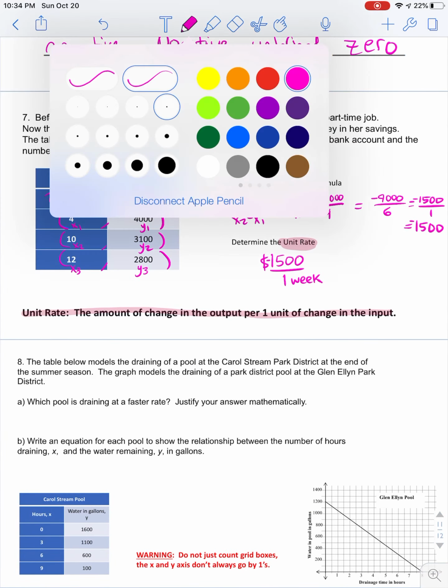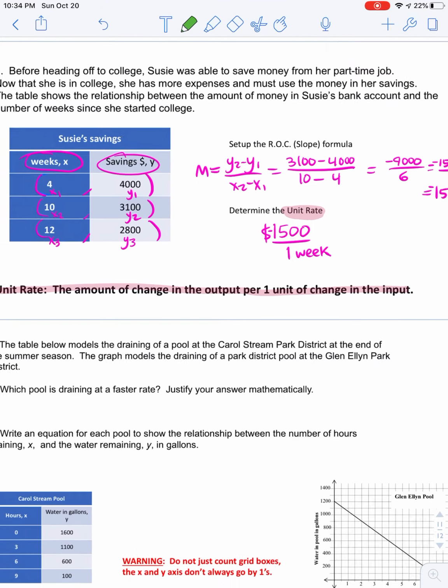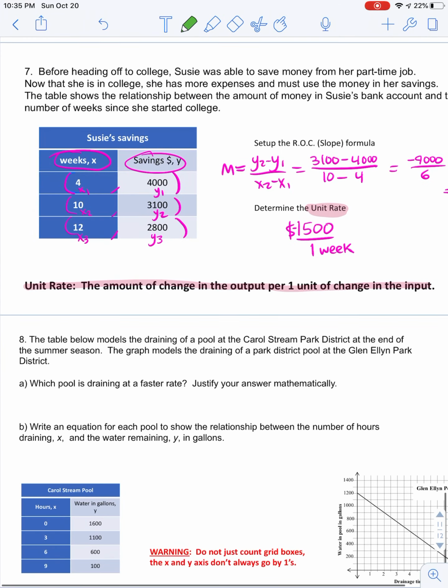Now the last problem is going to tell us why it's so important to be able to find a unit rate. If we read this, it says the table shows draining a pool at Carroll Stream and draining a pool in Glen Ellen. They ask us which pool is draining at a faster rate. Well, the way that you can tell that is by doing unit rates. If you find it for 1 unit of change, you're going to be able to compare them.